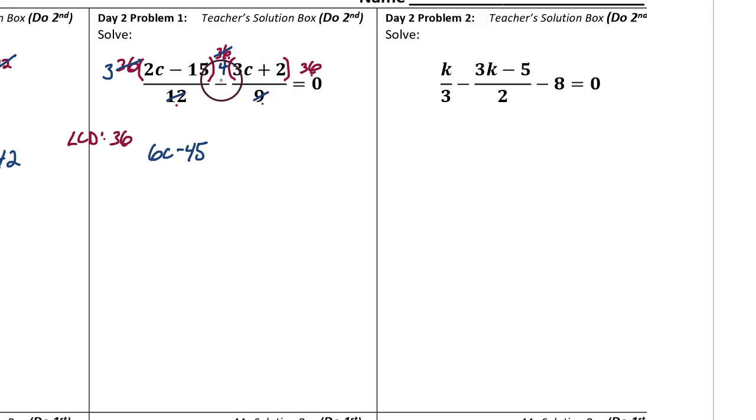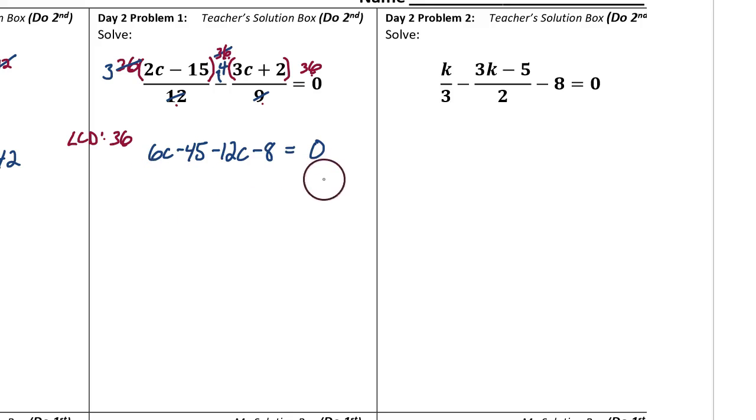This middle term has a minus sign. Make sure you put that with the 4. Think of it like it's negative 4 being distributed to these. So negative 4 times 3c is negative 12c. And negative 4 times 2 is negative 8. And that's equal to 0.